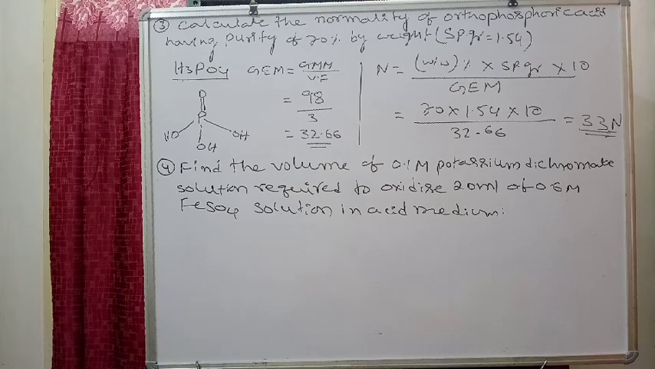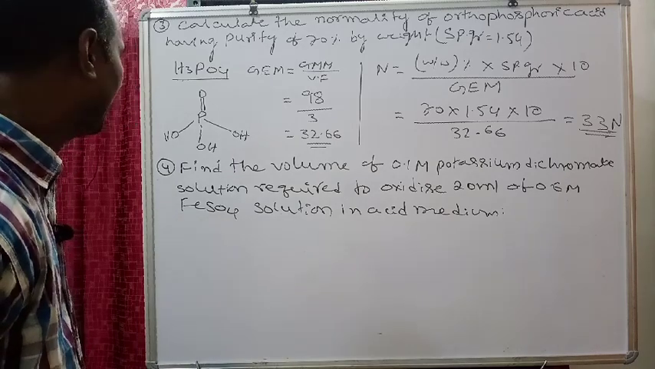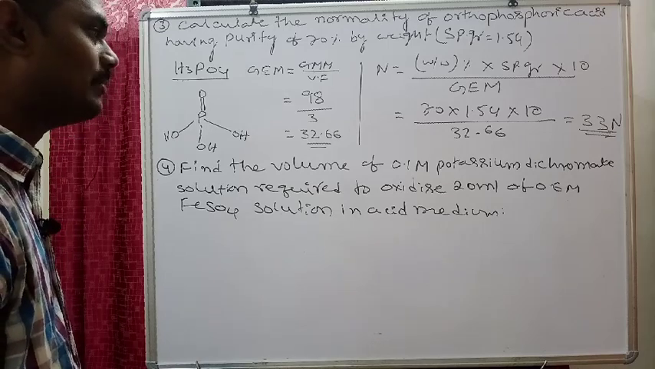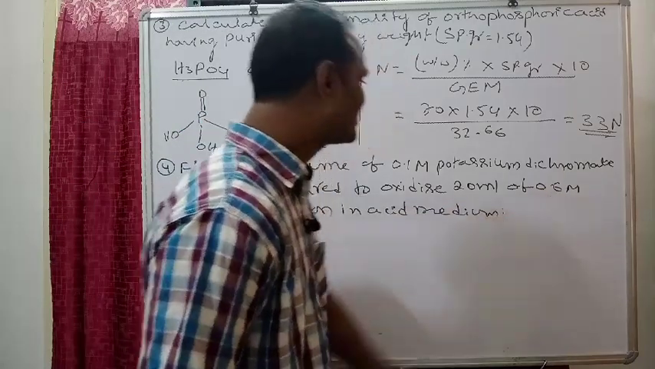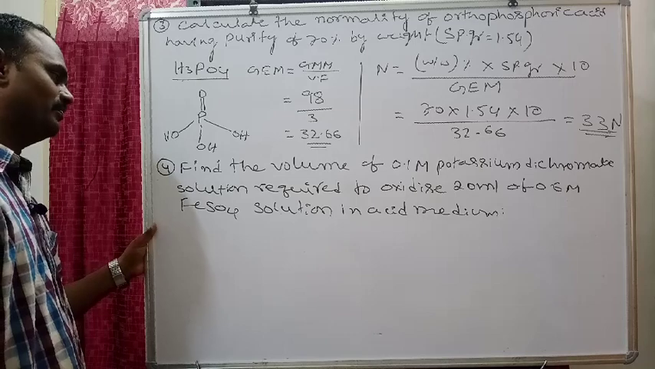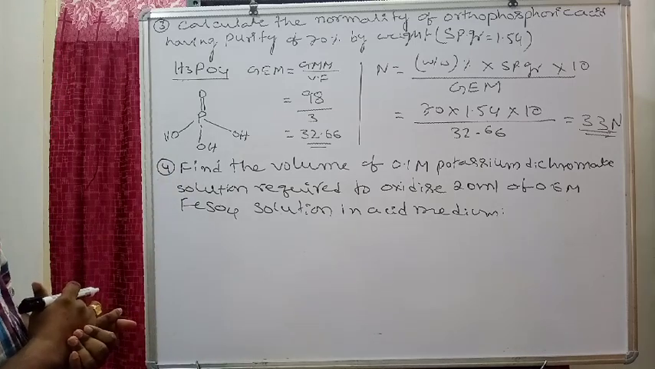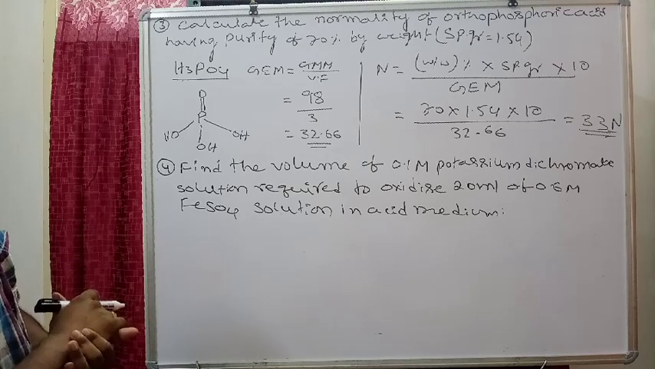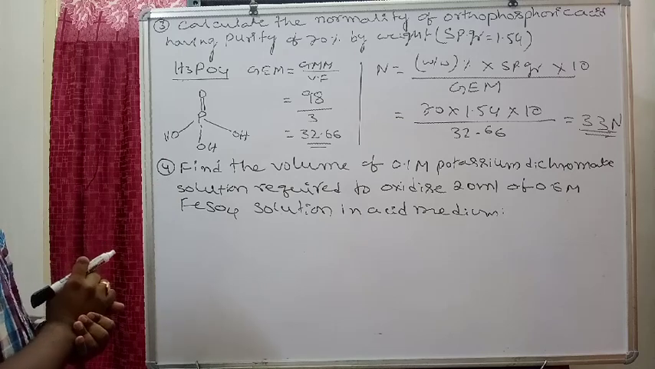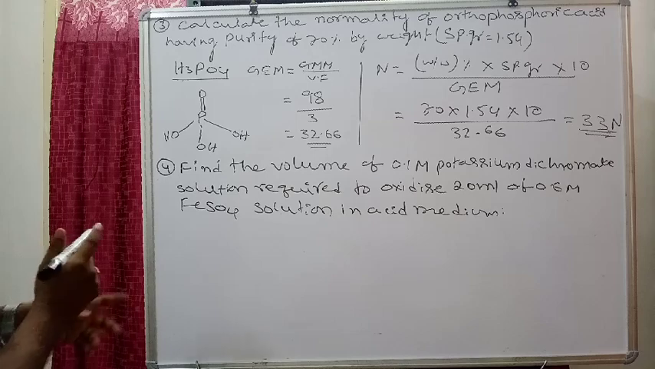Now come to the next problem. Find the volume of 0.1 M potassium dichromate solution required to oxidize 20 ml of 0.6 M FeSO4 solution in acidic medium. Here they are asking for the molar volume required quantity, based on a chemical reaction, which is a redox reaction. To do this problem, we require one balanced chemical reaction.